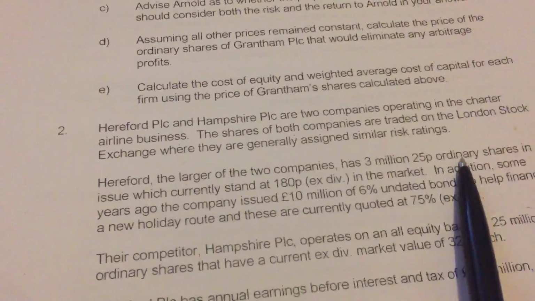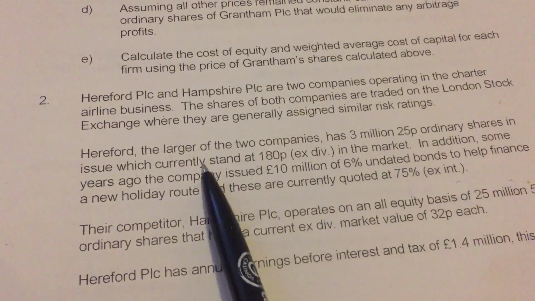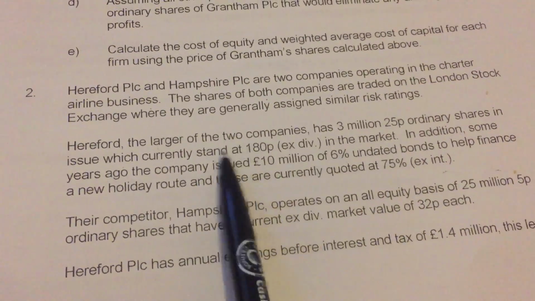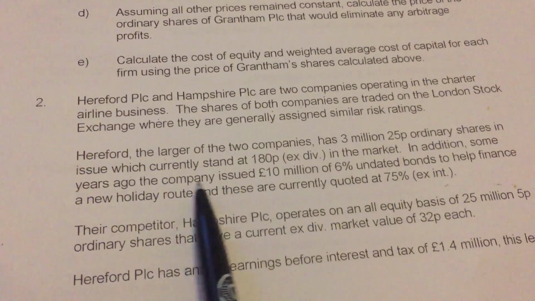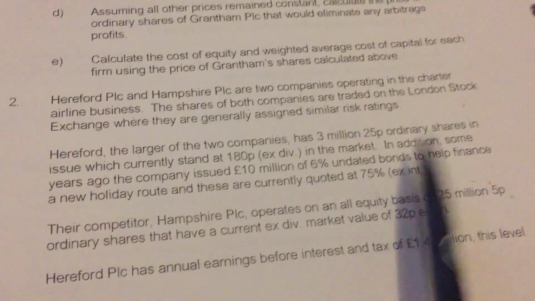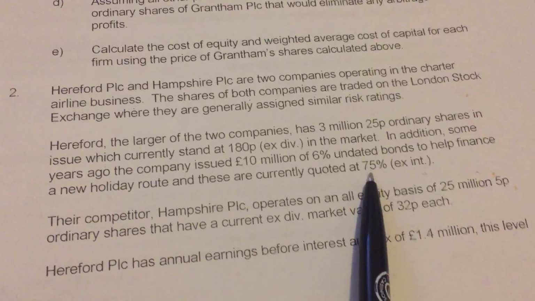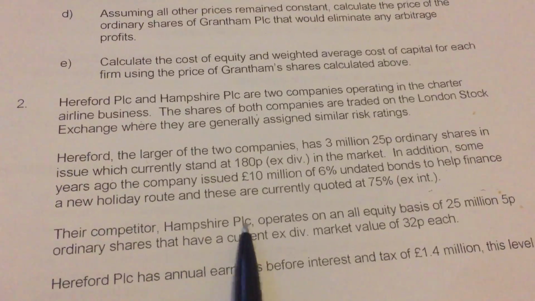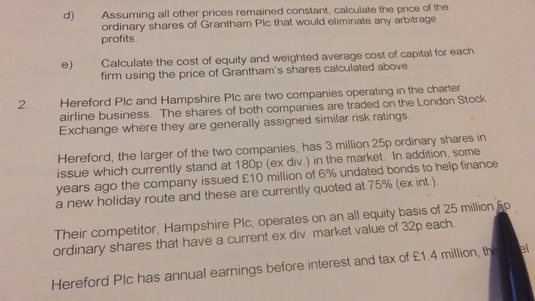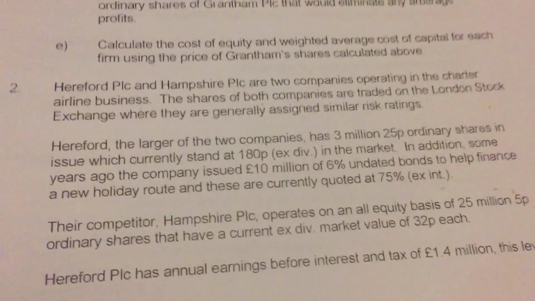One company is completely equity financed. So Hereford, the larger company, has 3 million ordinary shares at £1.80, and it also has some debt: 10 million of 6% undated bonds to help finance some stuff, quoted at 75%. And their competitor, Hampshire PLC, is a different company which is all equity financed. They want us to work out weighted average cost of capital for both companies.